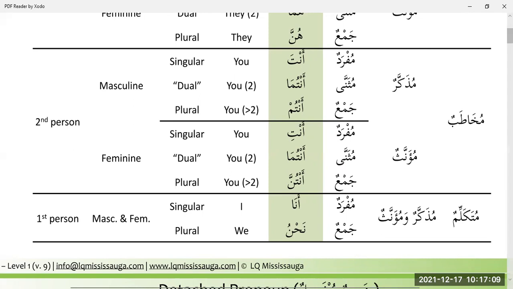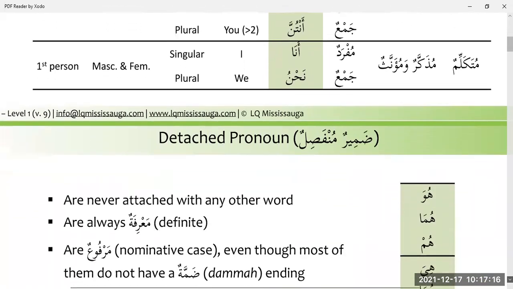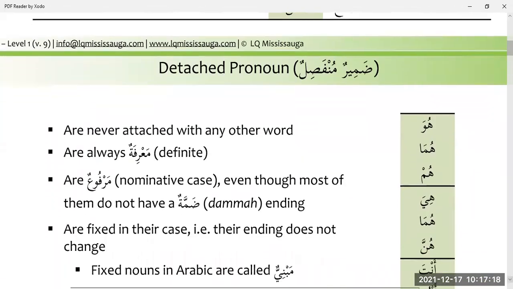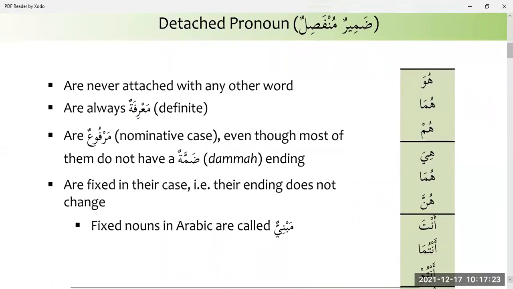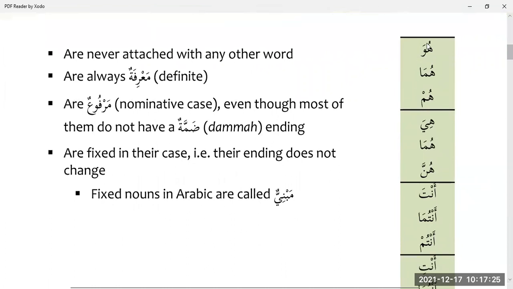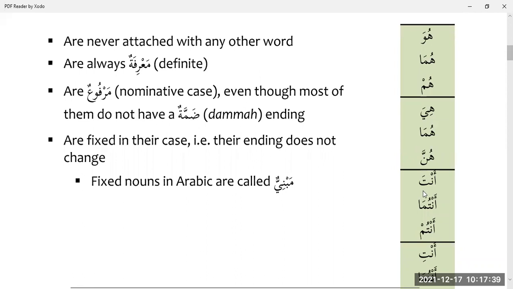These detached pronouns are the separate pronouns. So what are the separate pronouns? Damir munfassil. This is a list of the separate pronouns: huwa, huma, hum, hiya, huma, hunna, anta, antuma, antum, anti, antuma, antunna, ana, nahnu. So these are the pronouns in a separate list.